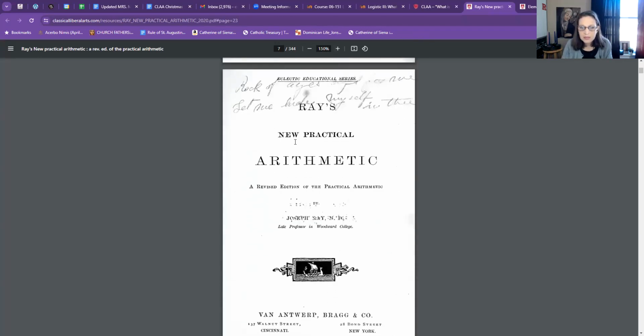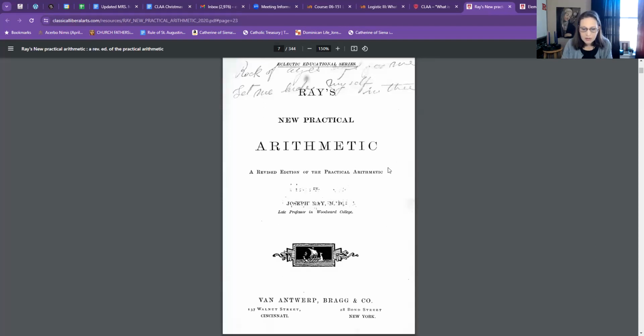So here we have Ray's New Practical Arithmetic. This is a series of arithmetic books we use here in the Classical Liberal Arts Academy. It's an old series that was used in American public schools early on, and Mr. Michael and I trust these very much. They're very good and thorough courses. So we use these for all of our math courses.